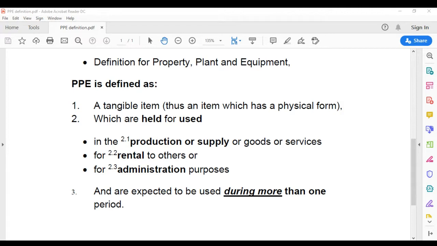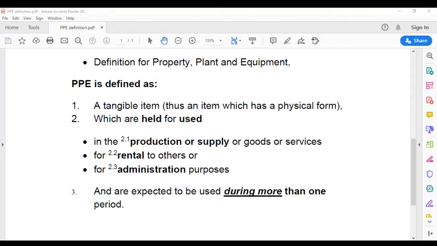Or the third possibility, it can be held for administration purposes. So in other words, it doesn't produce your product or your service. You do not rent it out, but it is essential in order to run the company, manage the company. So for administration purposes, perhaps you can type one or two or three examples for me there. Office equipment, fantastic example. Thank you, Naomi. Something like office equipment, your printers and copiers and computer equipment and laptops and those kind of things. Anything needed to be able to run the company, right?